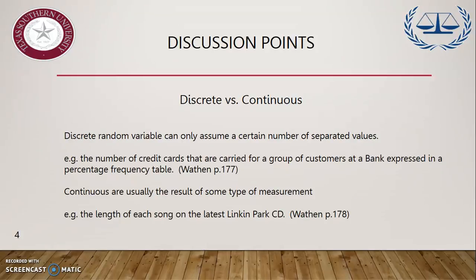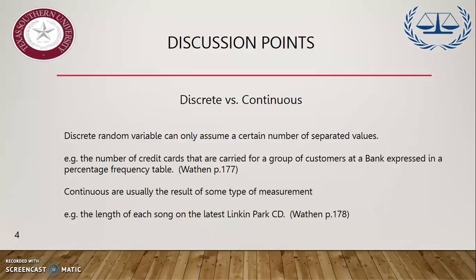Continuing on with probability functions, they're categorized into two types. In order to further dive into discrete functions, we need to understand the difference between discrete and continuous. On this slide, it basically describes what discrete and continuous functions are. Discrete can only assume a certain number of specific values.